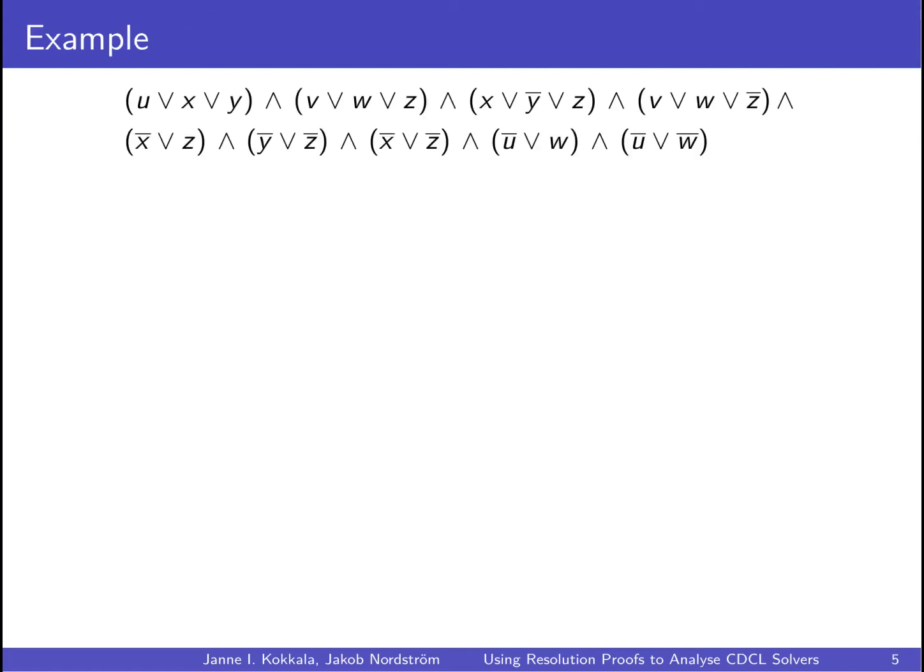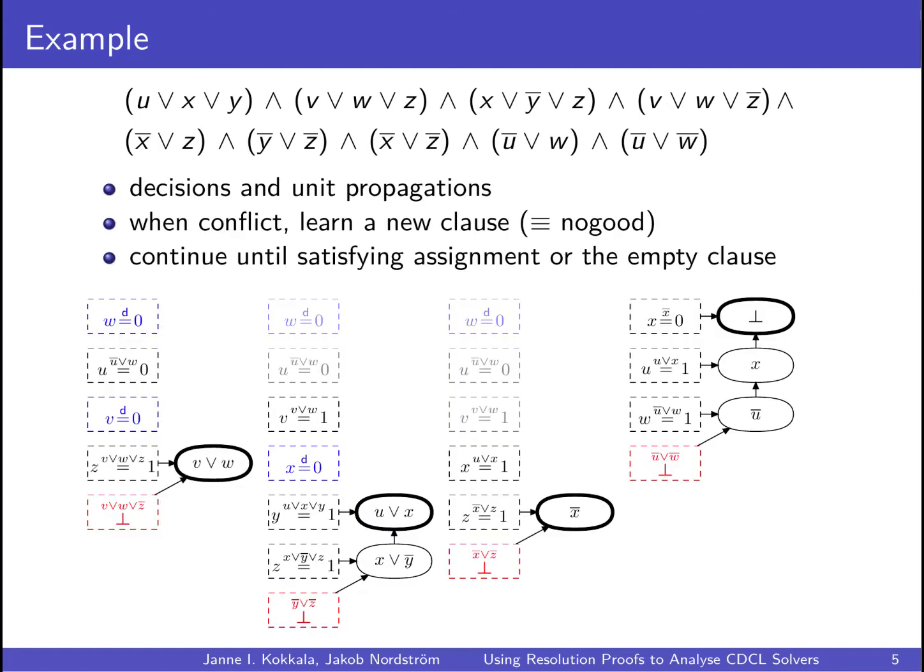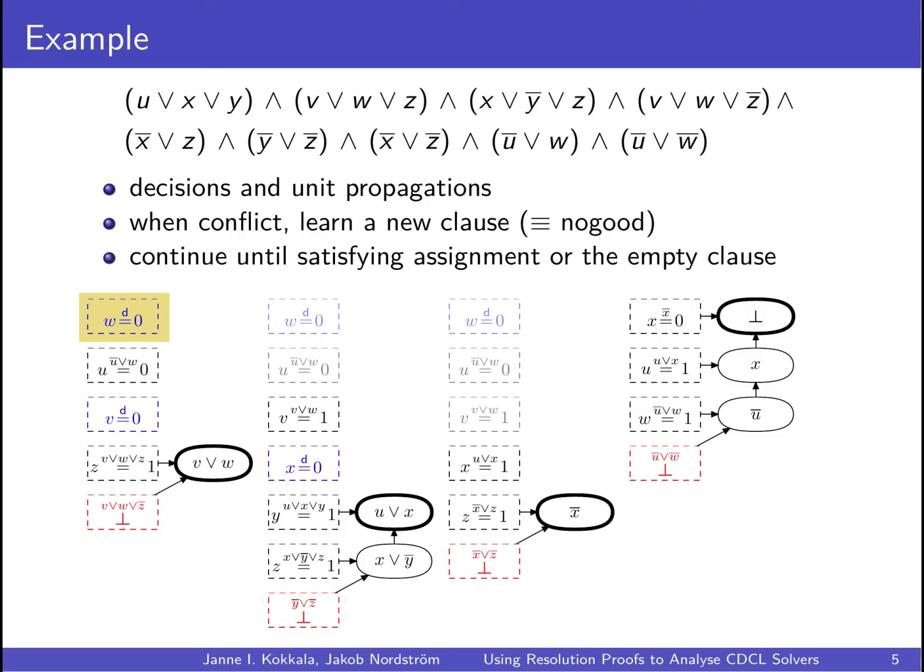So let's now see in a bit more detail how CDCL solvers work. Here is an example of a full solver run on this formula. Unfortunately, I don't have time to go through this example in detail. The full example is in the paper, but some main points are enough for this presentation. So first, the solver makes a decision, that is, assigns some variable to a value according to some heuristics. In this case, we set W to false.